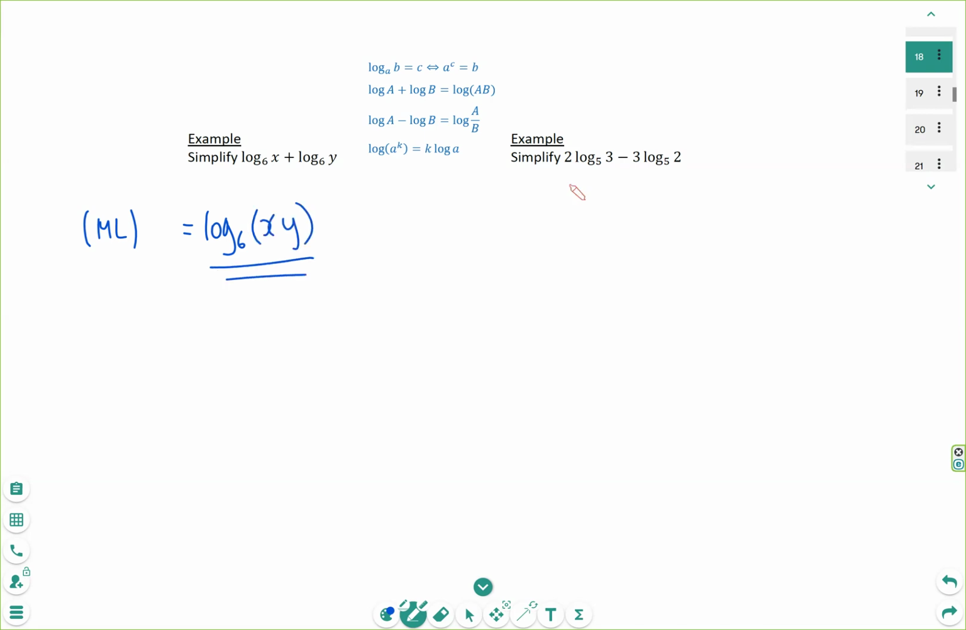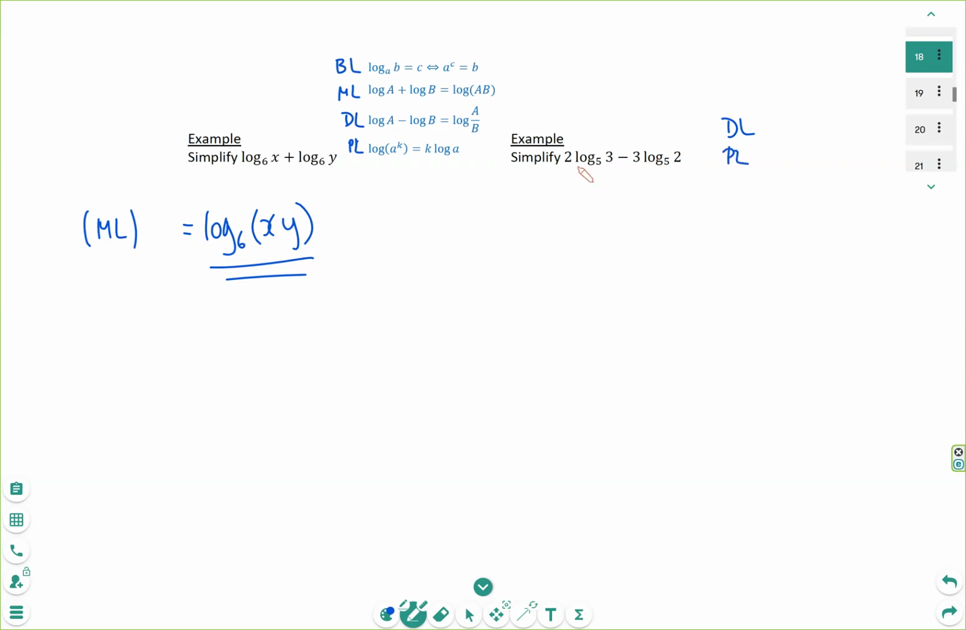Example number 2. Think about which law applies to this question. First of all, we can see a minus in the middle, log something minus log something. Definitely something to do with the division law. If I call them the base law, multiplication law, division law, and power law. Right, what else? The power law.